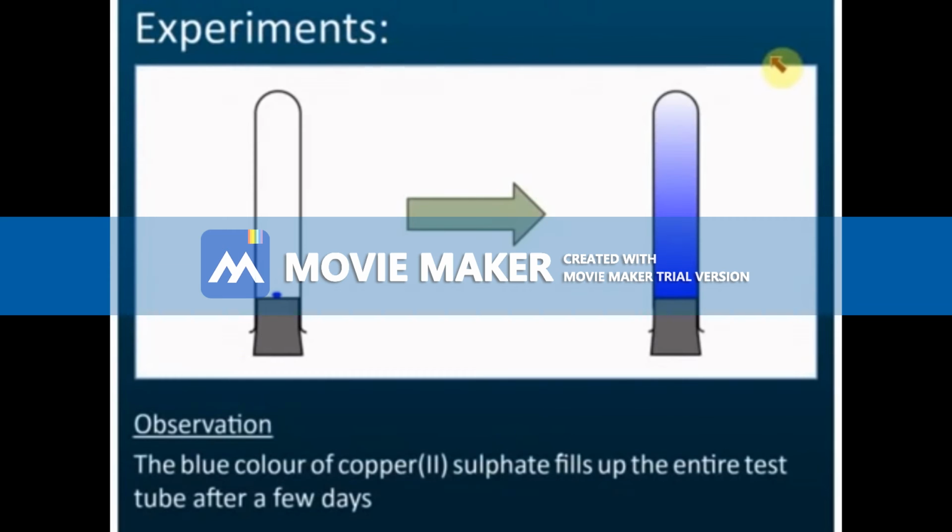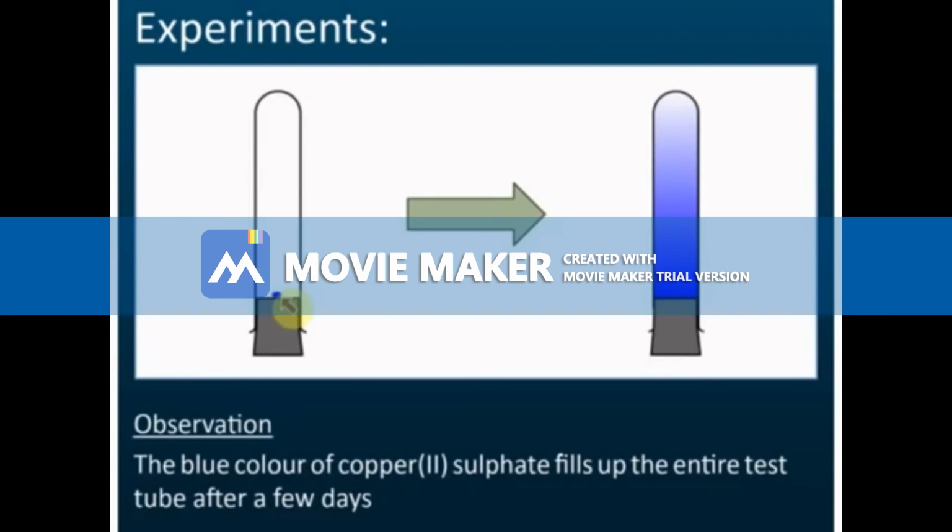The experiments. The first experiment is the diffusions in solid. So we have some gel inside a test tube, and then we put a piece of copper sulfate. Copper sulfate is blue in color, and you need to know the colors of copper sulfate. Make sure that you remember the colors of copper sulfate, because in the exam they will ask you what's the colors of copper sulfate.